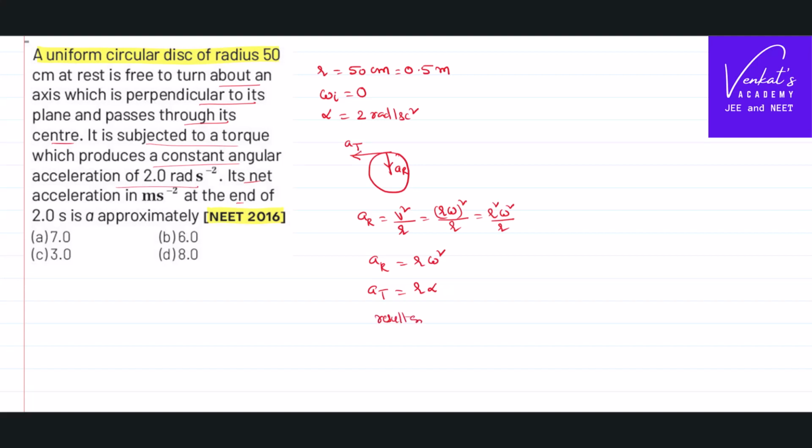So the resultant acceleration is root of a tangential square plus a radial square. That's what we are supposed to find out in the problem, right? So to find that out, we need to find a tangential, that is equal to r alpha. That's very much visible. So we can find out here a tangential is r alpha.